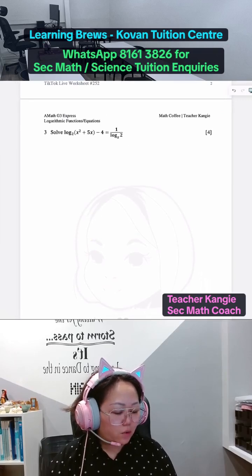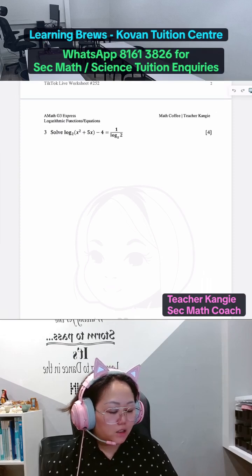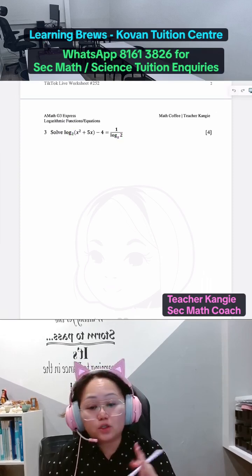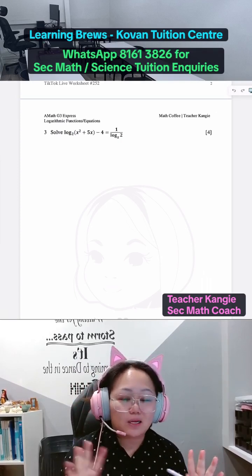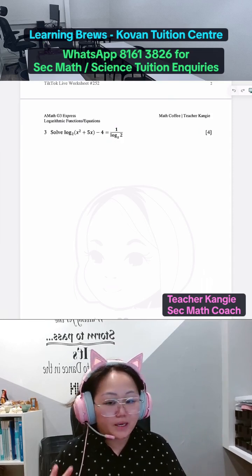Let's see. So this is an equation because you can see that there's an equal here. This is base x, base 2. So when you have base 2 and base x, you always keep your base number. Don't let it be an unknown x. Okay, so in this situation, I'm going to change this to base 2.